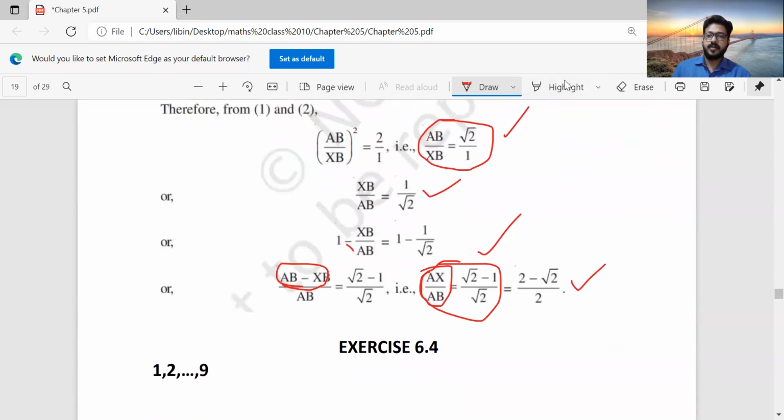So now you have exercise 6.4. Only 9 questions are there. You can easily solve it just by directly applying this result here, and do the exercises correctly on the day itself. Otherwise, it will be a burden for you. Don't make it a burden for yourself.